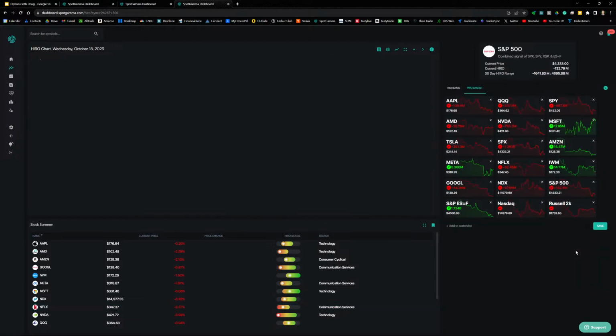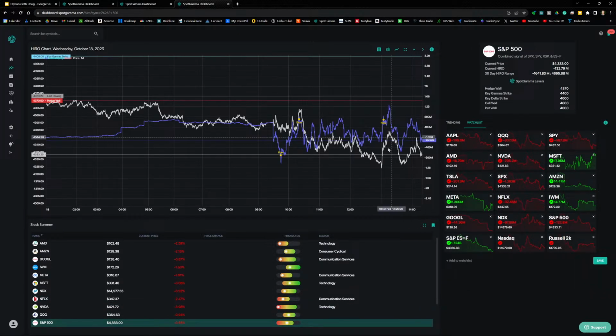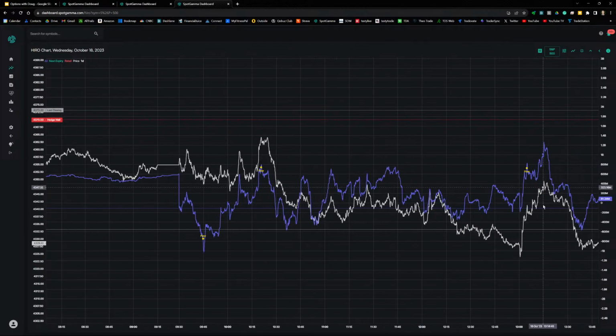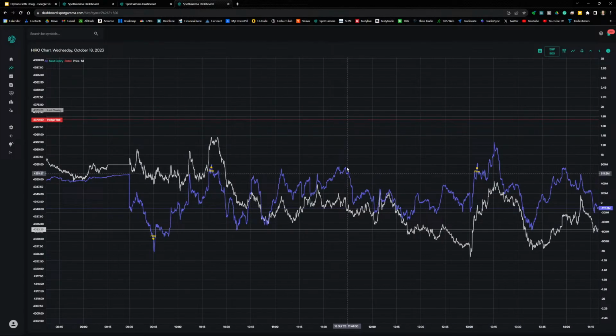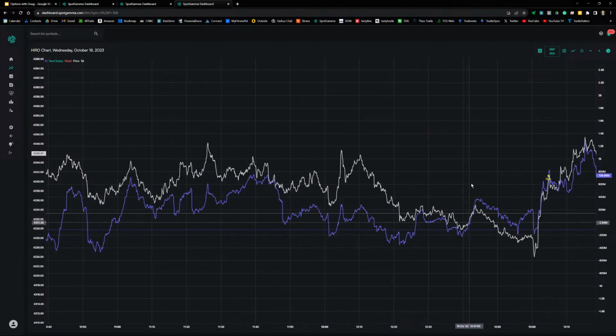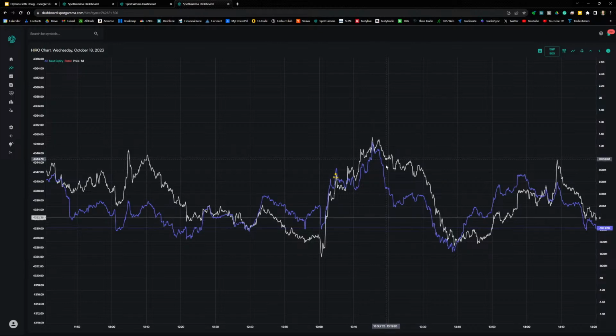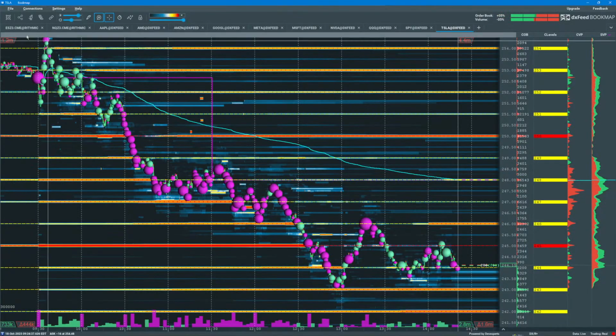All right, let's go to the S&P 500. I'm going to zoom in on the afternoon session here. So very strong correlation between options trades, hedging flow, and price action. Let's go to Bookmap. Go back to the ES.